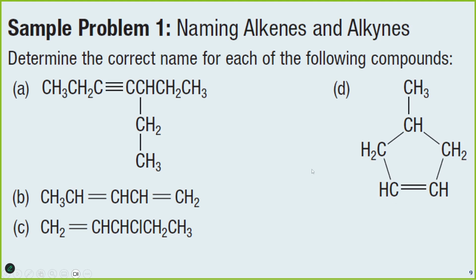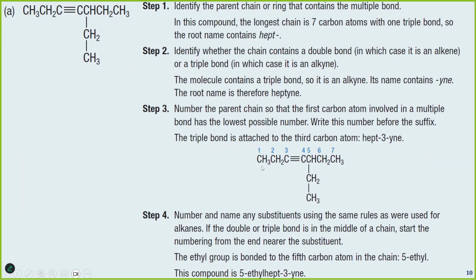Okay, let's have a look at the first one. Apparently, this is an alkyne, right? Because we have a triple bond here. So the first step is to identify the parent chain or ring that contains a multiple bond. In this compound, the longest chain is 7 carbon atoms, right? With 1 triple bond. So the root name contains hept.